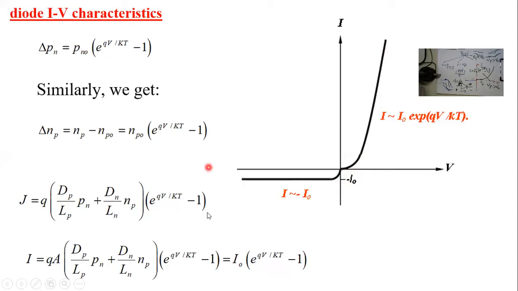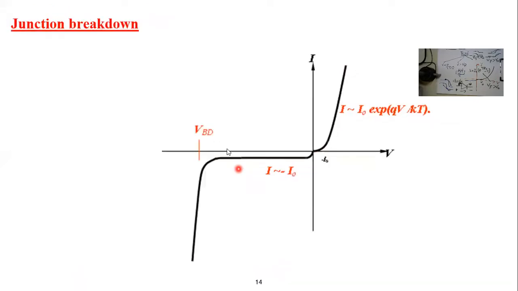But what about this region? What if I keep on increasing the reverse bias voltage? What will happen? What will happen is called the breakdown. You reach a point at which your diode will break down. So we call it VBD, or breakdown voltage.